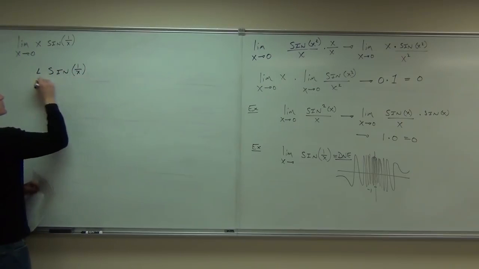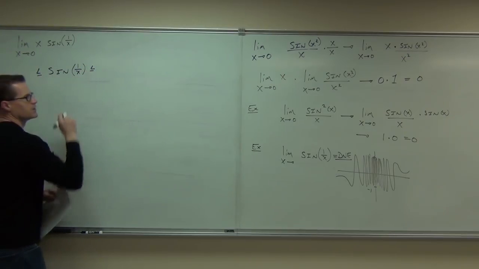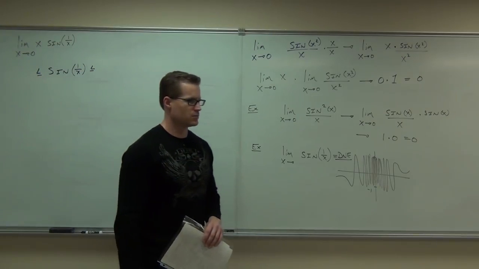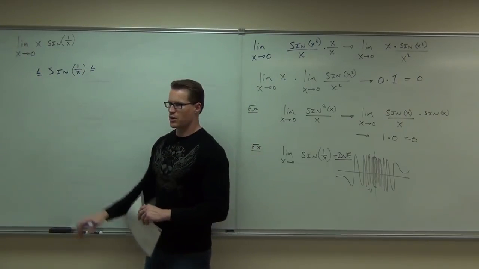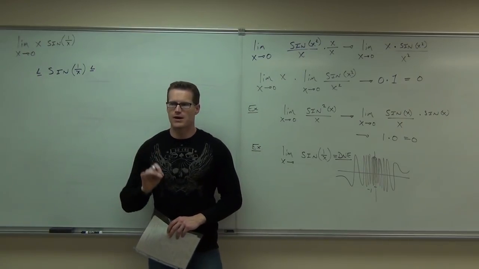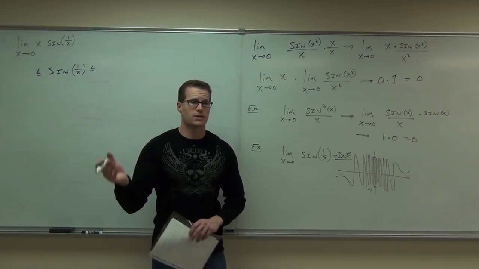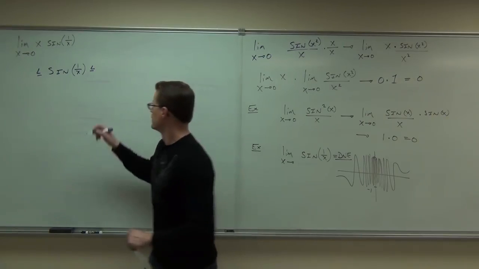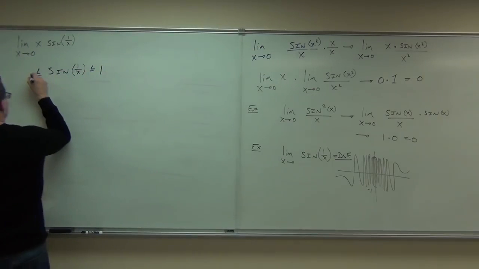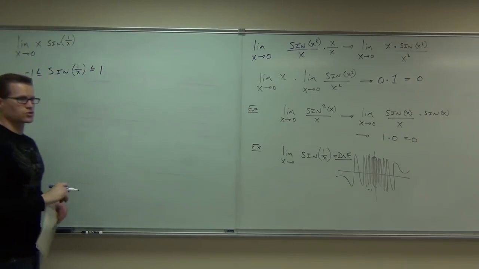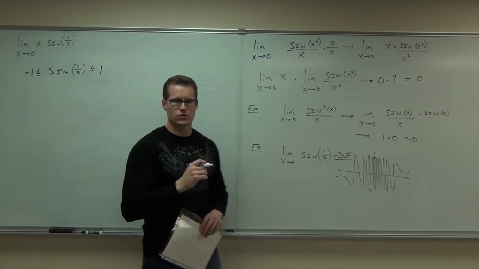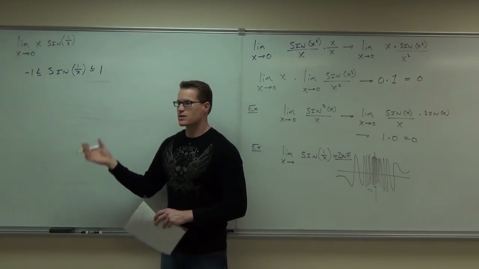Let's use some of our knowledge about sine to create some bounds on sine. Forget the 1 over x part for a second. What's the maximum value you can attain with sine? What's the highest sine goes? 1. What's the lowest sine goes? So you agree that's true, right? True? Okay. Well, check this out.